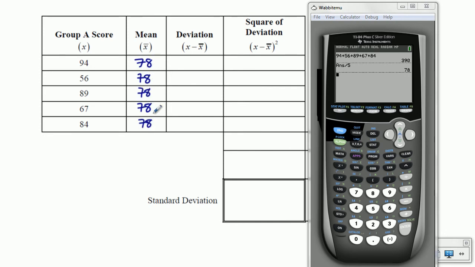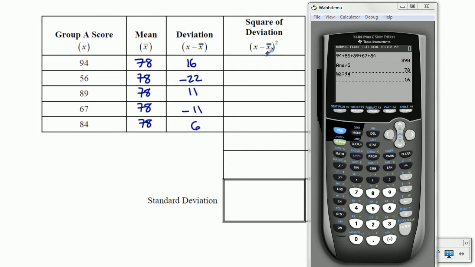For each of these numbers we're going to calculate the deviation. So whatever this number is, subtract the mean is the deviation. So for the first row, 94 minus 78. So the deviation of the first score is 16. The second is minus 22, 11, minus 11, and 6.